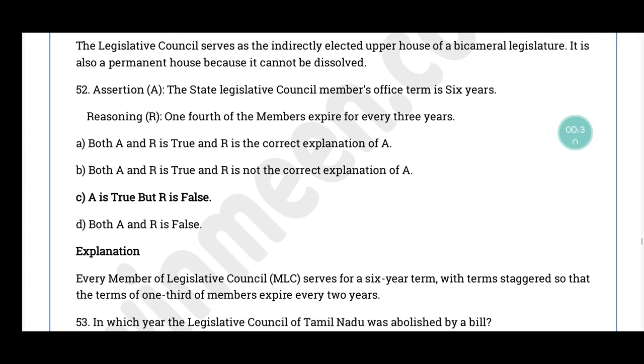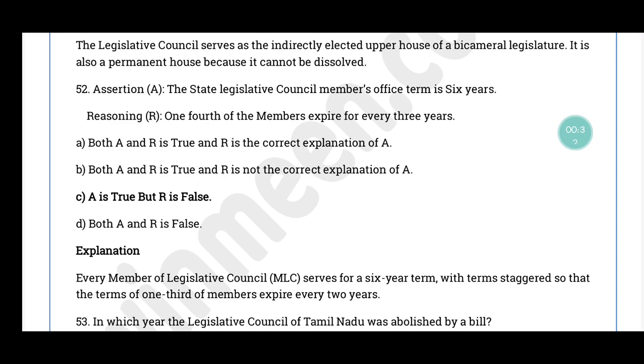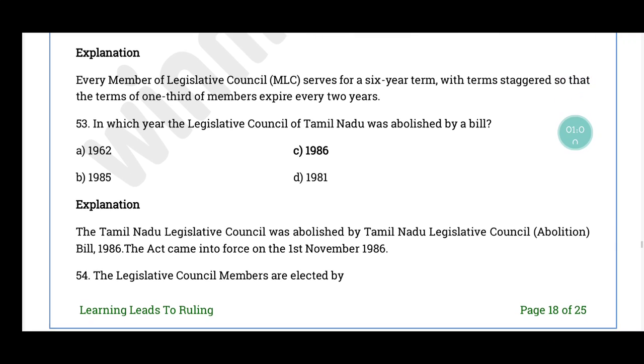Question number 52. Assertion and reasoning. Assertion: the state legislative council members' office term is 6 years. Reasoning: 1/4 of the members expire every 3 years. The correct answer is option C. The statement is true but the reason is false. Every member of the legislative council, அதாவது MLC அப்படிங்கிறவங்களோட ஆஃபீஸ் டர்ம் 6 year. இவங்க இதில் 1/3 of members they will be resigned for every 2 years. And new members will be selected.